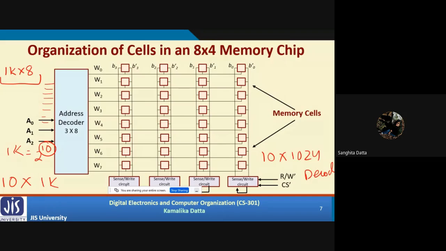Yes, ma'am. 10 lines, and there will be 1024 lines coming out of it. So this will be a 10 cross 1024 decoder for a 1K cross 8 memory, and each will be 8-bit. There will be 4 more cells attached to it.